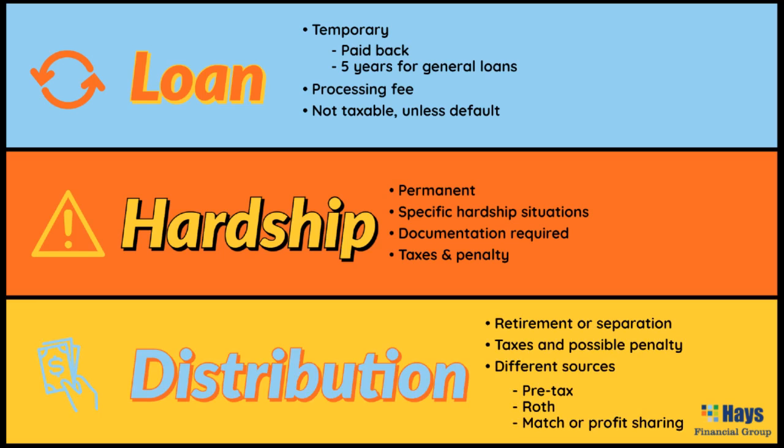Lastly, distributions are what you have available when you are no longer working for the company, separated from service or of retirement age. So these are permanent distributions subject to, again, taxes and possible penalty if you're under age 59 and a half. And this is where your different sources of money come into play, like pre-tax and after-tax or Roth money. And we'll get into some scenarios looking at distributions as well.